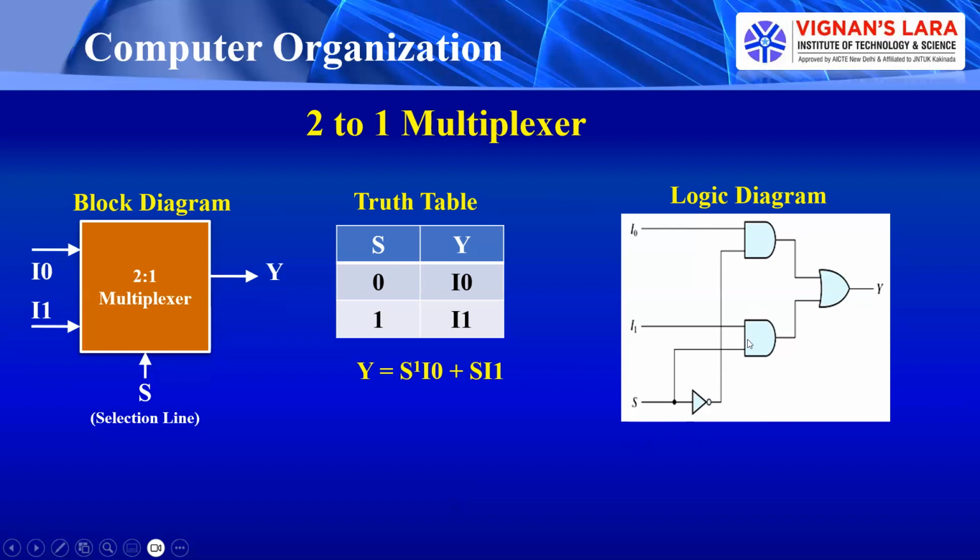Coming to the second AND gate, one input is I1 and the second input is, as usual, S. So the output of this AND gate is S I1. Now these two are given to an OR gate, and the OR gate output is Y. So Y is equal to S bar I0 plus S I1. So this is the simple logic diagram, truth table and block diagram of a 2 to 1 multiplexer, or 2 by 1 multiplexer.